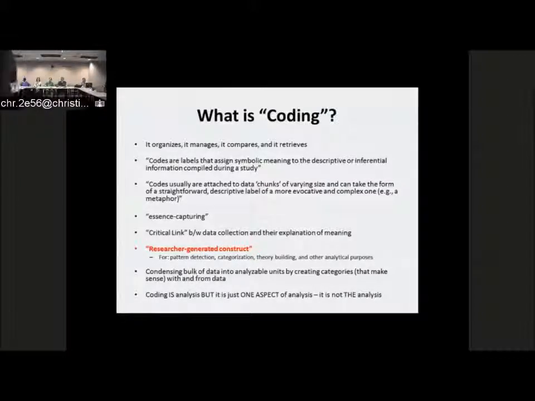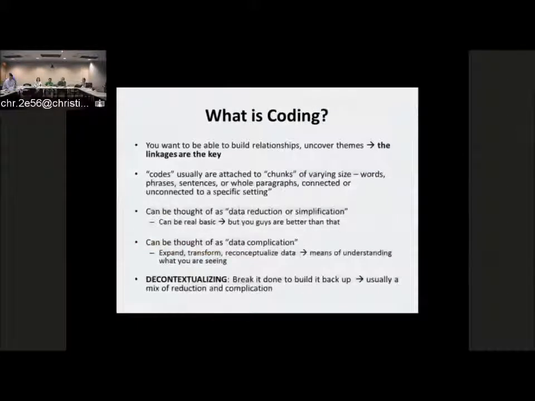One of the main reasons that we use coding is to condense all of that data into digestible parts, into related linkages. And here we go, talking about those linkages right here. Nice thing, right? You want to be able to build relationships, uncover themes, identify the linkages in the data. So you are going out there and seeing these things. Well, what are they talking about, and how does that relate to this particular phenomenon? You're trying to develop those relationships.